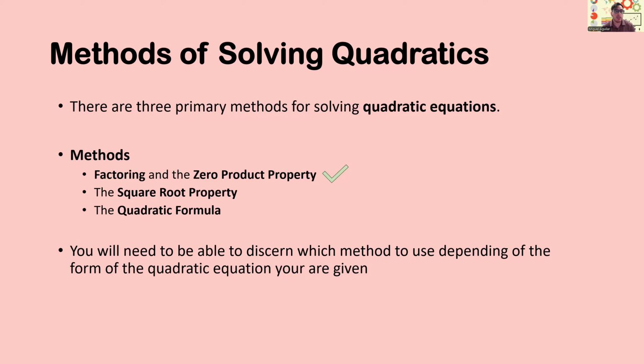In this video, we're going to talk about the square root property and then the quadratic formula. So when you look at a quadratic equation, you're going to need to be able to discern, or decide for yourself, which of these methods you need to use to solve it. Hopefully I'll give you some tips and tricks here to identify when to use which method. But if you need a refresher, make sure you go back and watch the video on solving quadratics by factoring and using the zero product property.